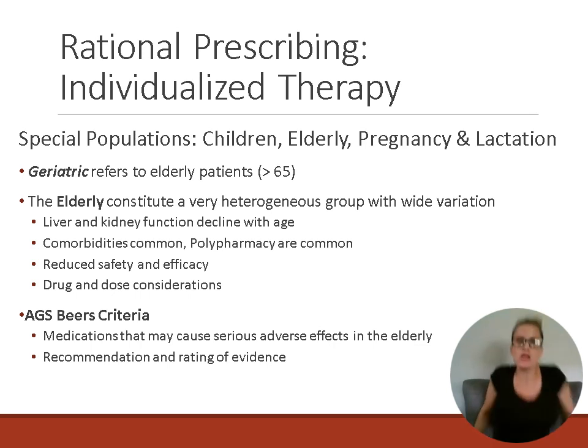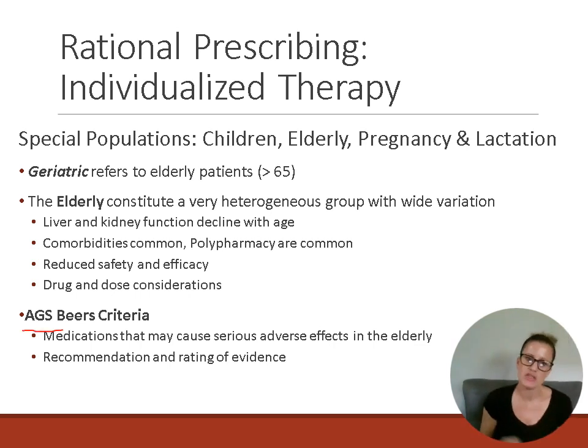The American Geriatric Society, that's what AGS stands for, publishes what we call the Beers criteria, or the Beers list, right? So I posted a link to this in Canvas. I'll make sure it's active for you guys. Or you can just go on Google and search AGS Beers list or Beers criteria. This is a list of medications that may cause harm in the elderly.